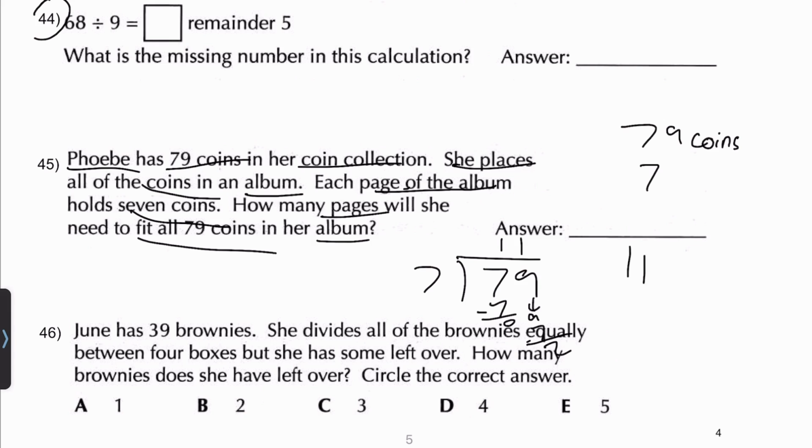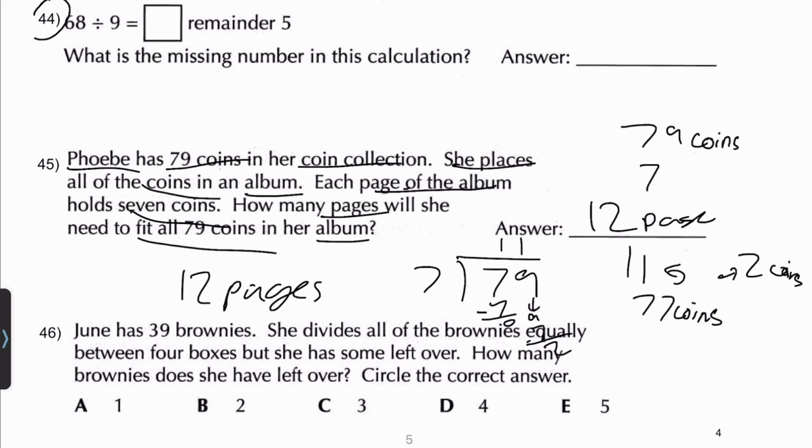So it goes into 79 11 times, right? There's a remainder of 2 coins. So you see, there are 77 coins fitting in 11 pages. Then there's 2 coins left. Where are the 2 coins going to go? They're just going to go in the next page. Even though the next page is not going to be full, we're going to need an extra page. So that means 12 pages. There you go. That is your answer.